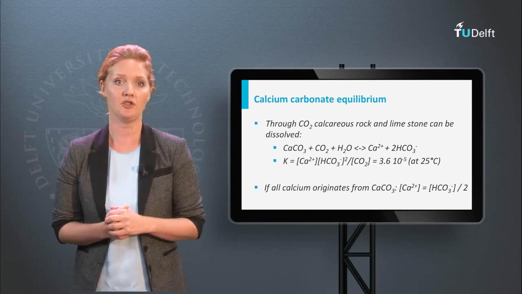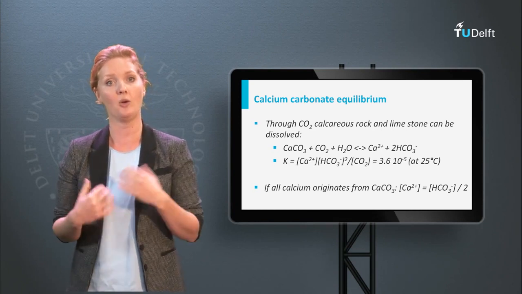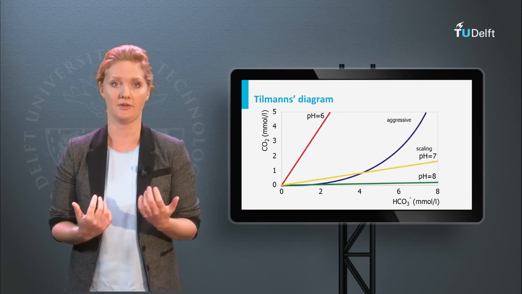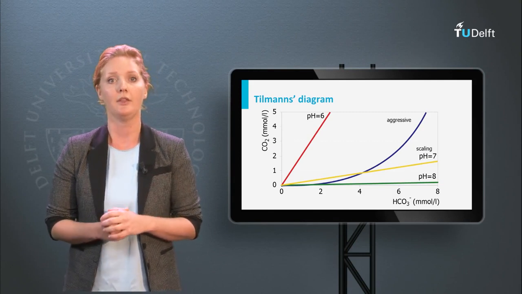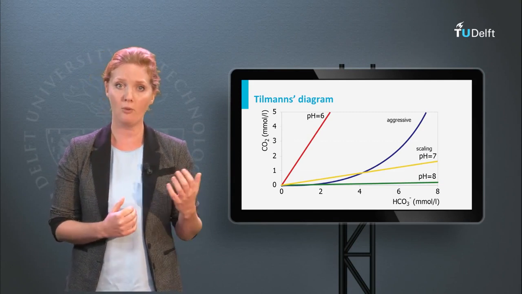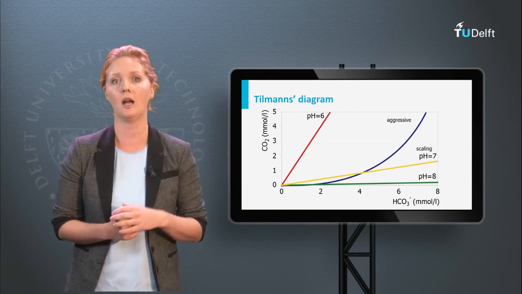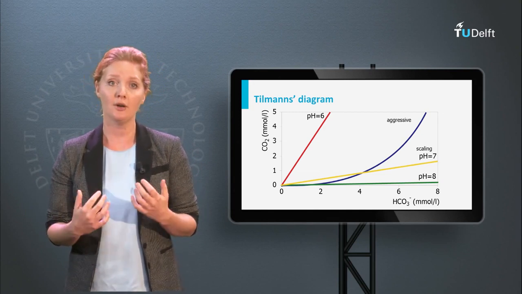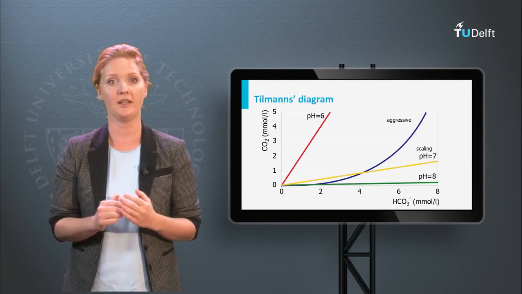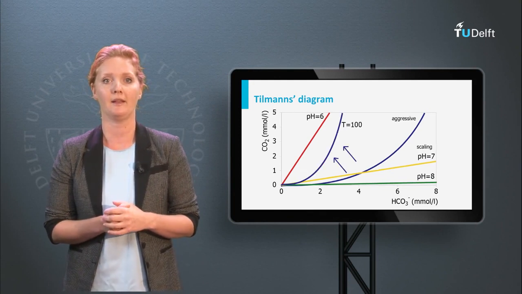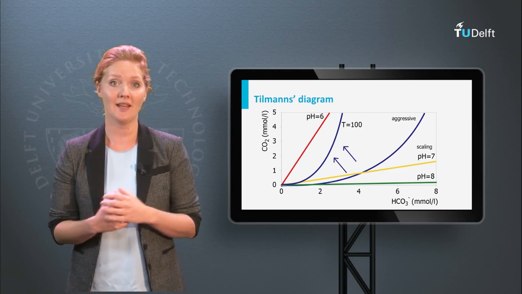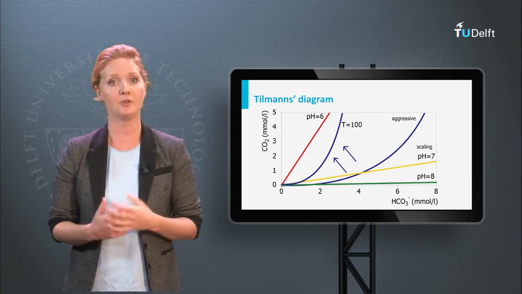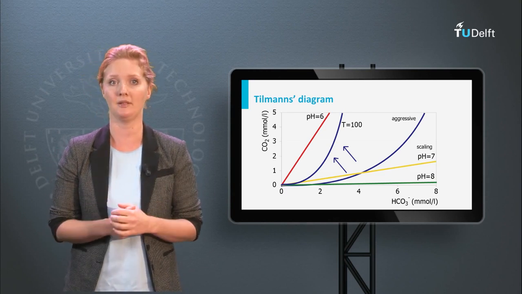Therefore, a third power relationship between carbon dioxide and bicarbonate holds for this equilibrium. The graphic representation of this is known as Tillmans diagram or Tillmans curve. The blue equilibrium line separates the aggressive water, or calcium carbonate dissolving water, above the line and the calcium carbonate precipitating water below the line. The curve is temperature dependent and will shift upwards at higher temperatures. This illustrates that when water in equilibrium is heated, for example in a water cooker, it may become calcium carbonate precipitating, causing scaling on the equipment.